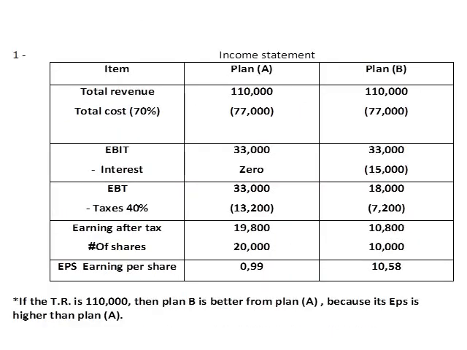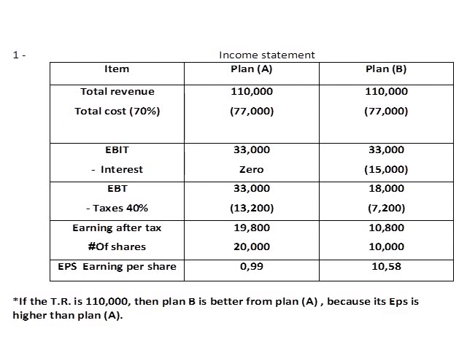The income statement in the first situation, in which the total revenue is equal to 110,000, will be as follows in Plan A and Plan B. In Plan A, the total revenue is equal to 110,000. The total cost is equal to 70% of the revenues, which means 70% times 110 equals 77,000 in Plan A and Plan B. The earning before interest and tax will be equal to 33,000 in Plan A and 33,000 in Plan B, which is 110 minus the 77,000.